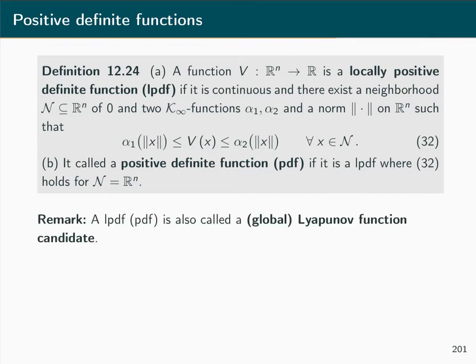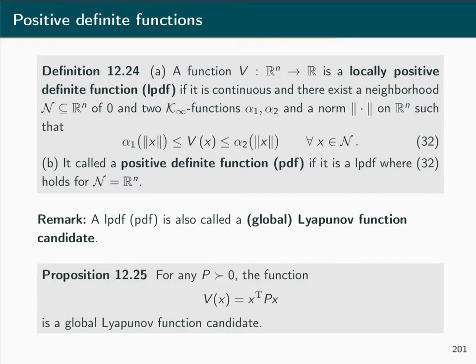Note that an alternative expression for locally positive definite function is Lyapunov function candidate, and a positive definite function is also called a global Lyapunov function candidate. An important class of positive definite functions or global Lyapunov function candidates is provided in proposition 12.25. In fact, for any positive definite matrix P, the function v of x being equal to x transpose P x is such a global Lyapunov function candidate.